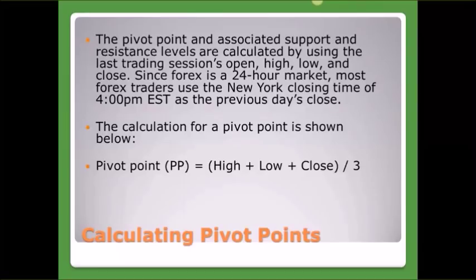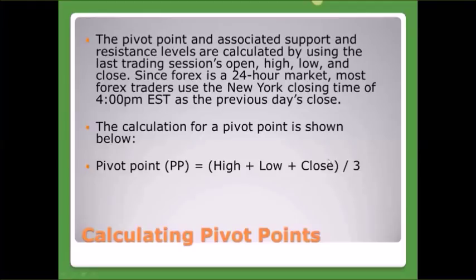The way you calculate the pivot point, which is your PP, is they take the high and the low of the day. Again, we're talking about daily pivots. So they take the high of the day, they take the low of the day, and then they take the close of the day, where the price closed.